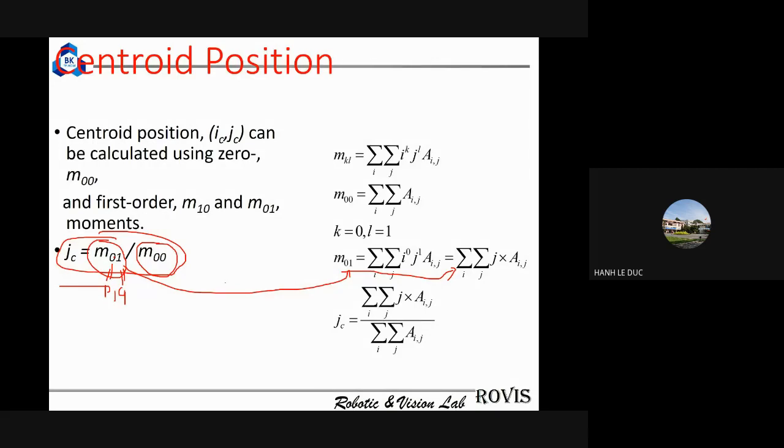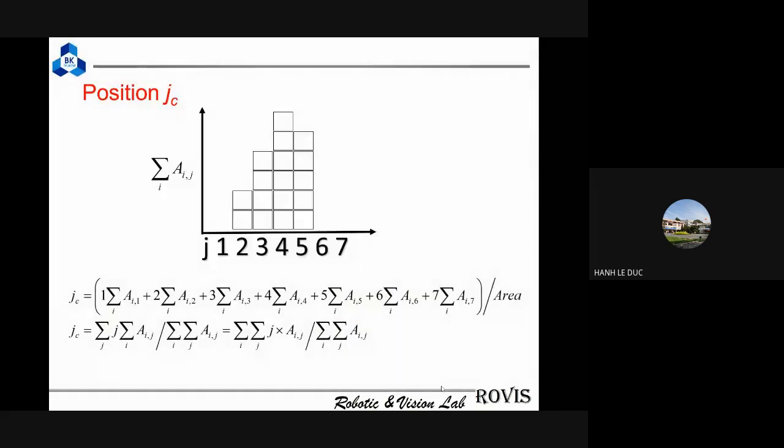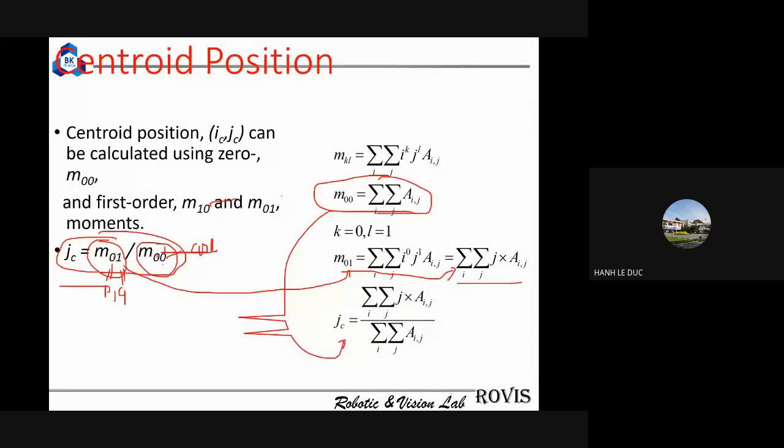Okay. And as I said before, M00 is the area of this. So M00 will become this one. And then the formula is this one. Okay, so let's calculate the M01 here. Let me explain in more detail.